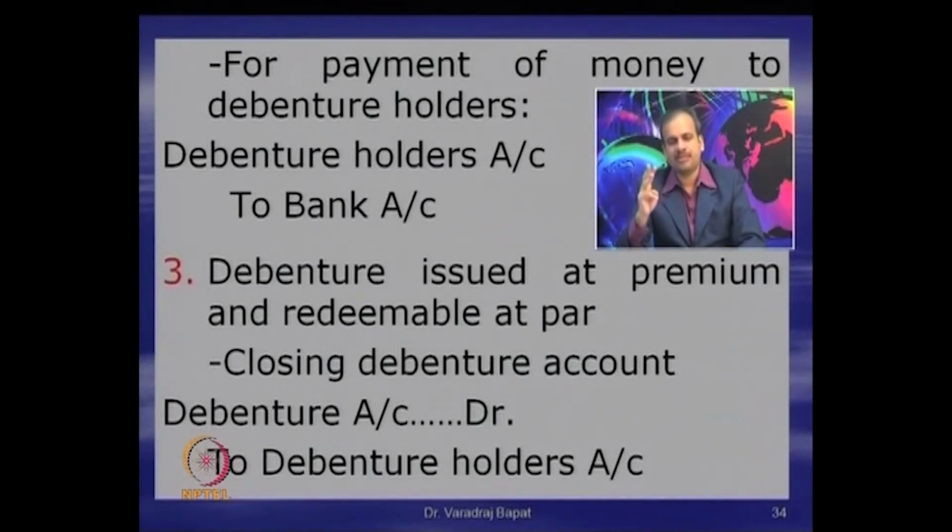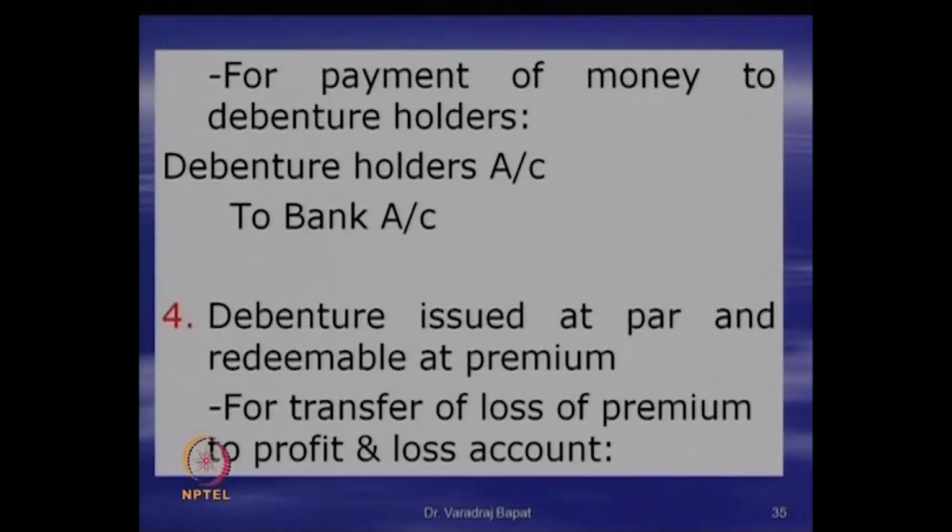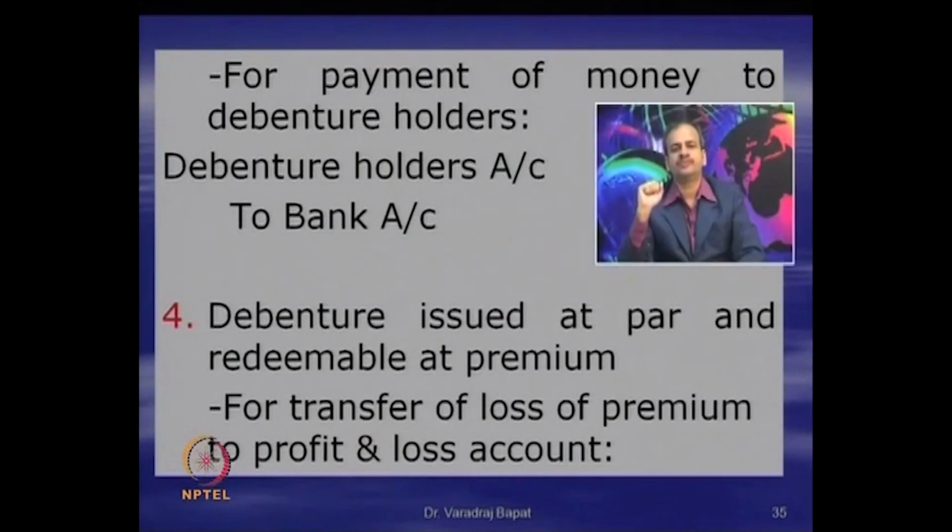Now let us see case number 3. In case number 3, debentures are issued at premium. So they are issued say at 105 and they are redeemed at par. The first entry, that is closure of debenture account, is the same, debenture account debit to debenture holders account. For payment of money, again it is the same, debenture holders to bank. Now let us take case number 4.